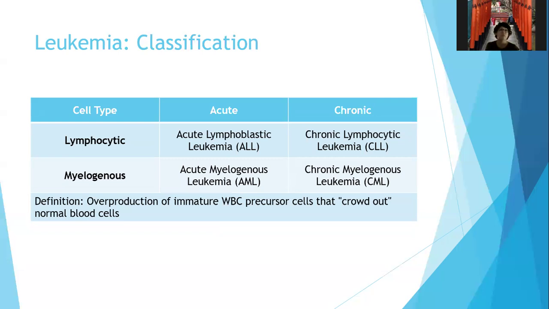Usually leukemia is classified as either lymphocytic or myelogenous, and acute or chronic. Acute lymphocytic leukemia, or acute lymphoblastic leukemia, they're the same thing, is the kind that children usually get. Chronic lymphocytic leukemia is more common in older adults, as is chronic myelogenous leukemia. Acute myelogenous leukemia is more common in mid-age adults, not too young, not too old.